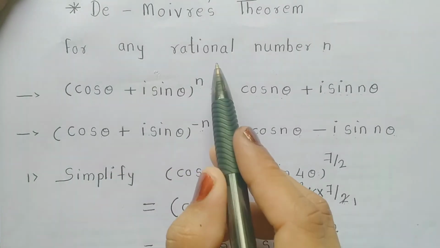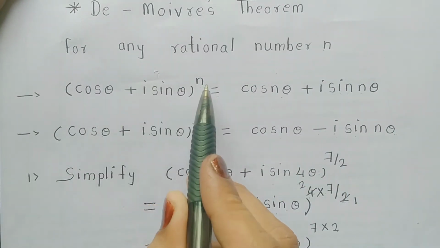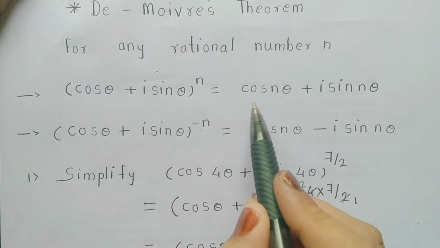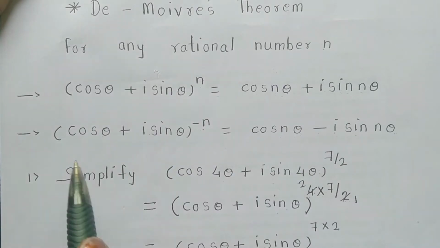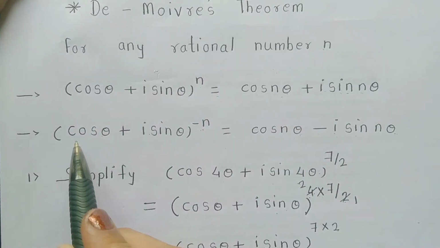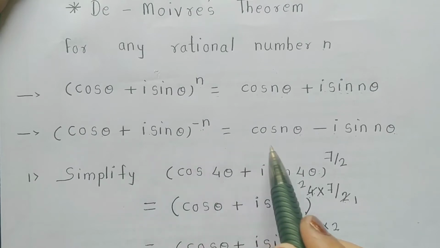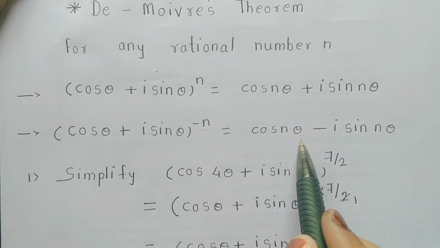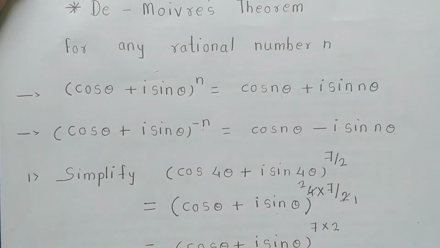For any rational number n, (cos θ + i sin θ)^n equals cos nθ + i sin nθ. Again there is one more point, that is (cos θ + i sin θ)^(-n), which equals cos nθ - i sin nθ. So let us start with some examples.